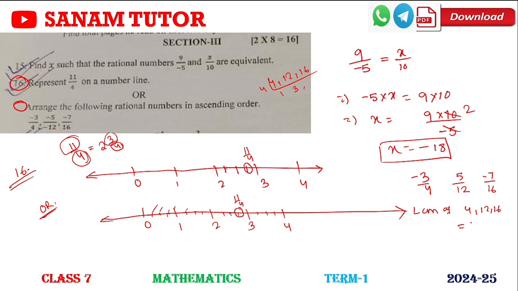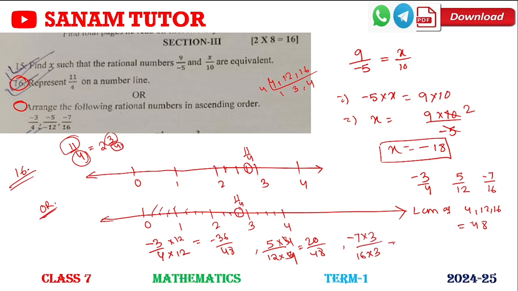4 ones are 4, 4 threes are 12, 4 fours are 16, so 48. So LCM is 48. Now write minus 3 by 4 into 12 into 12, because when we multiply 4 into 12, that is 48. Here it is minus 36. The second one is 5 by 12 into 4, that is 20 by 48. The third one is minus 7 by 16 into 3, that is minus 21 by 48.